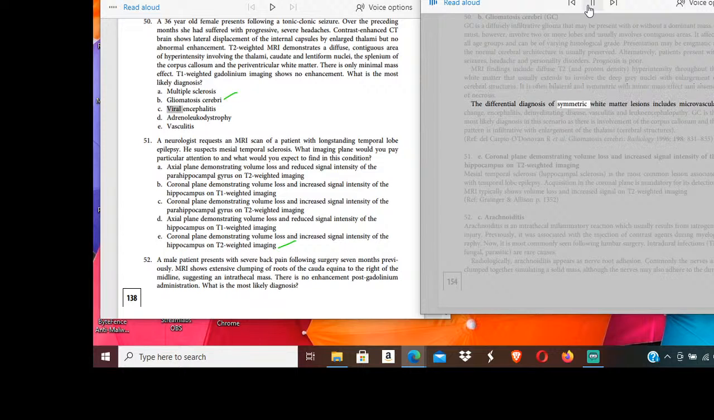The differential diagnosis of symmetric white matter lesions includes microvascular change, encephalitis, demyelinating disease, vasculitis, and leukoencephalopathy. GC is the most likely diagnosis in this scenario, as there is involvement of the corpus callosum and the pattern is infiltrative with enlargement of the thalami and cerebral structures.